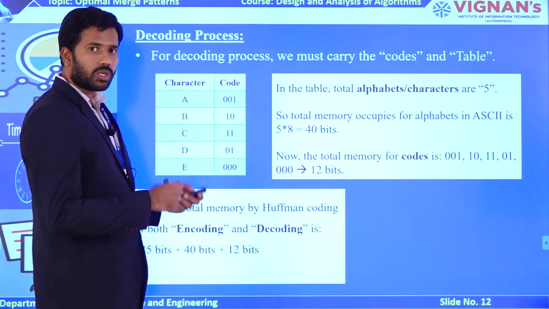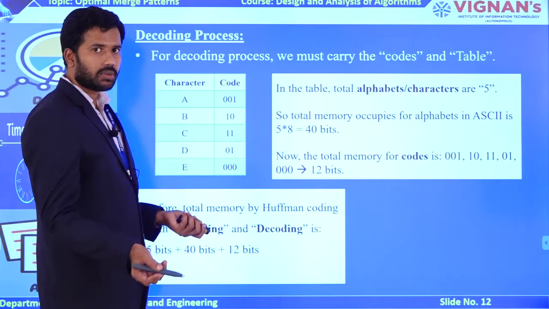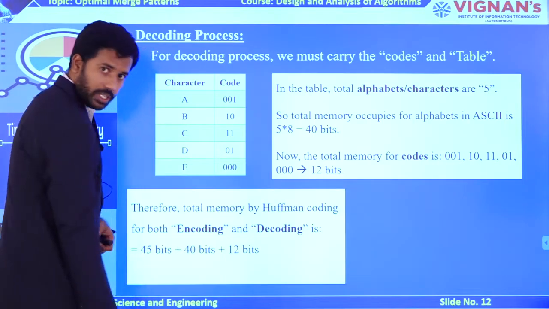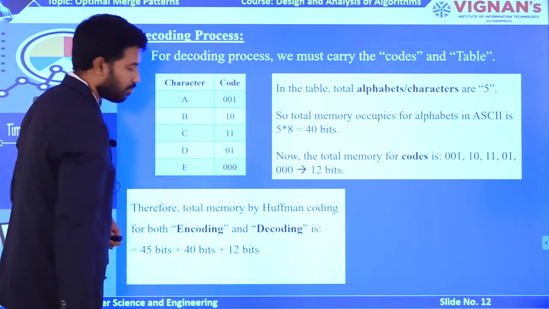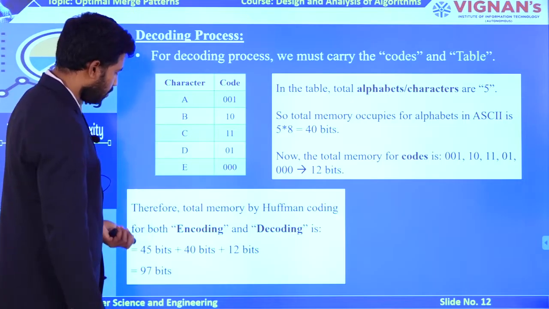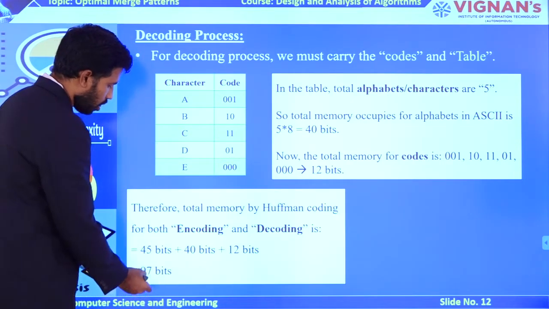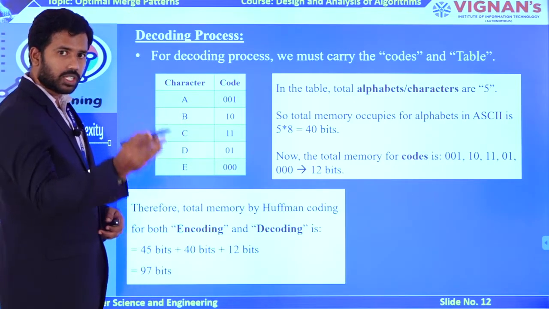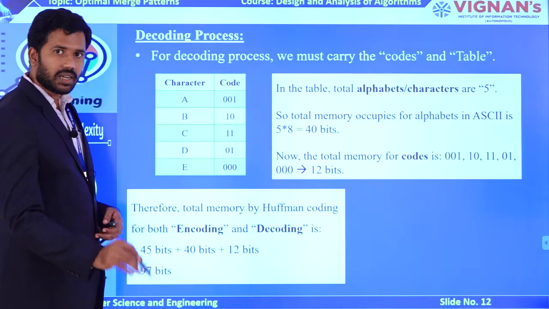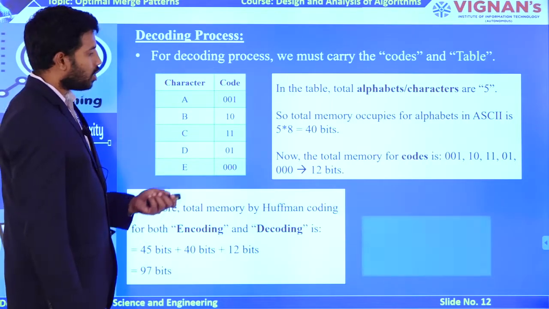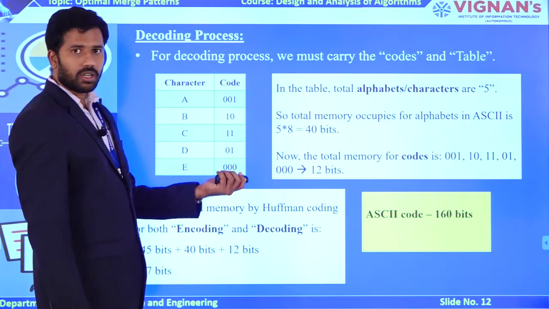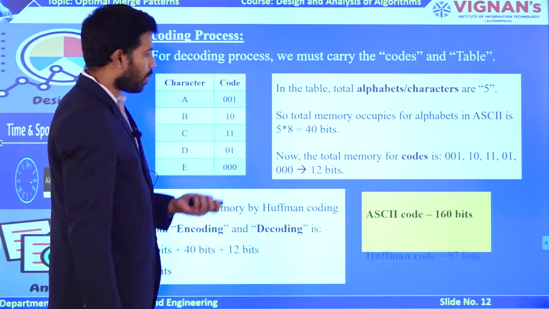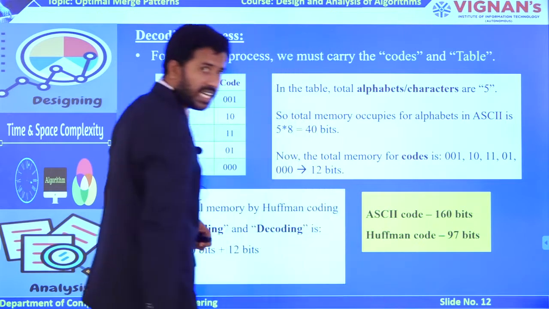Now how to get the total size for my encryption as well as decryption? At the encryption process you got the size 45 bits and at the decryption process you got 52 bits. If you sum both encryption and decryption, the total size to send this data of 20 alphabets from sender to receiver is 97 only. Together it is 97. Okay. So if you follow the same example with the ASCII coding system, it occupies 160 bits. But if you apply Huffman coding, it occupies 97 bits.